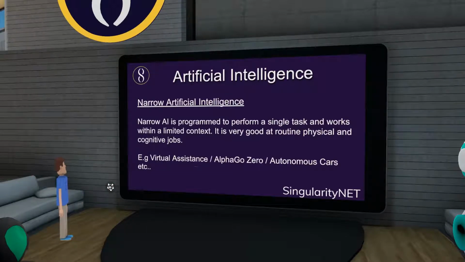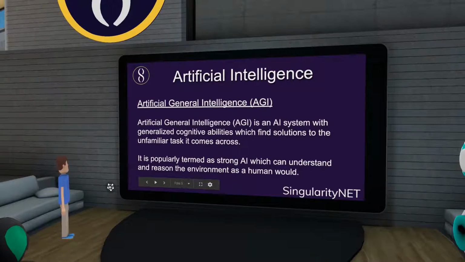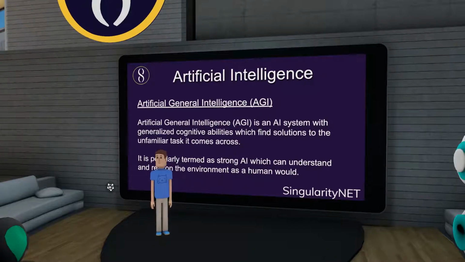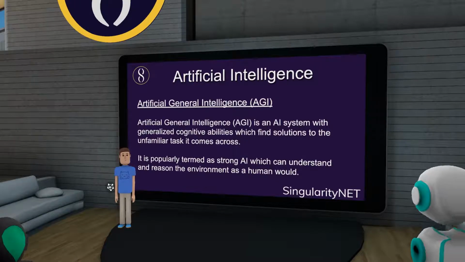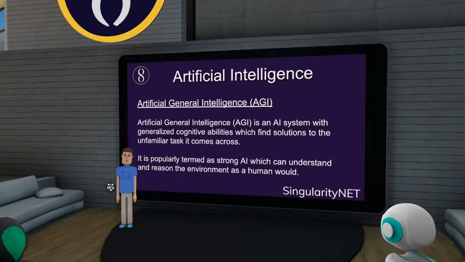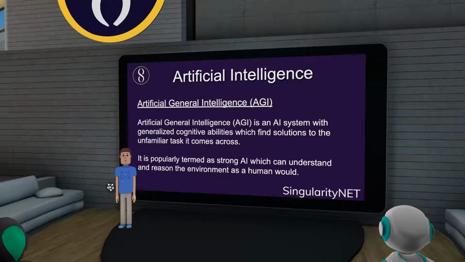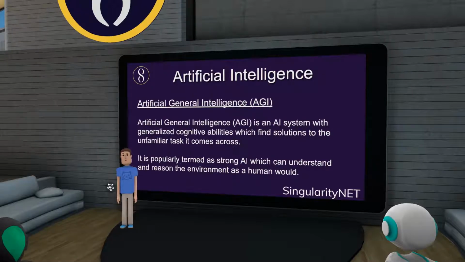So then we come to artificial general intelligence. This is where we want to try and get to, okay? Artificial general intelligence is where, rather than using machine learning to solve a particular task, machines will be able to address problems and think about problems in ways that are more humanistic. So what do I mean by that?